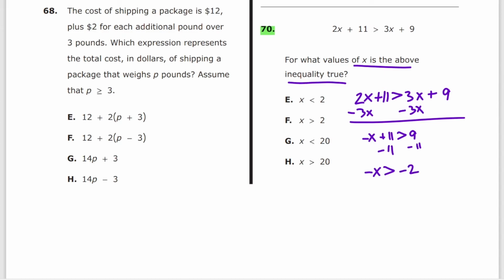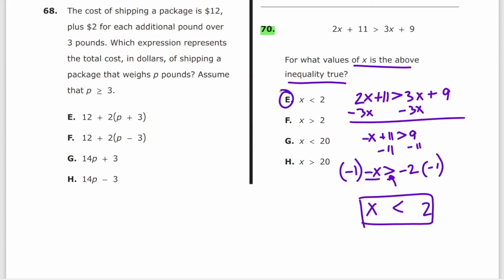So I did this move on purpose. I should have done something else, but I did this on purpose just to demonstrate. So now we have negative x. What we need to do is multiply by minus 1 both sides. But we can't just do that. We have to change the inequality sign. So minus 1 times minus x is just x. Minus 2 times minus 1 is just 2. But we'll have to change the inequality sign to this. So x is less than 2, which is E.